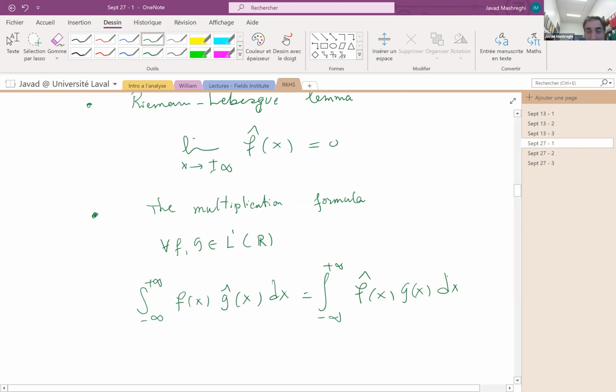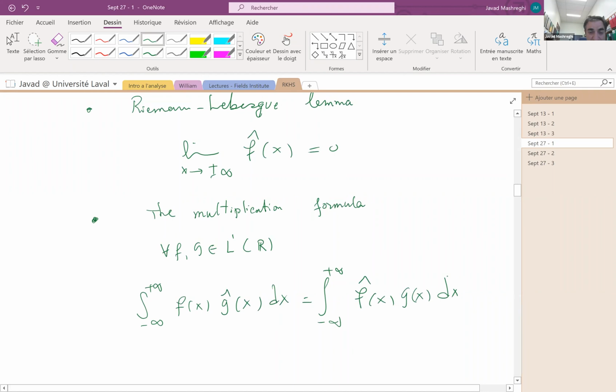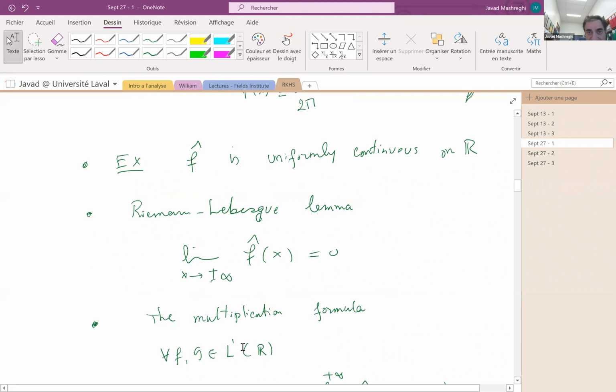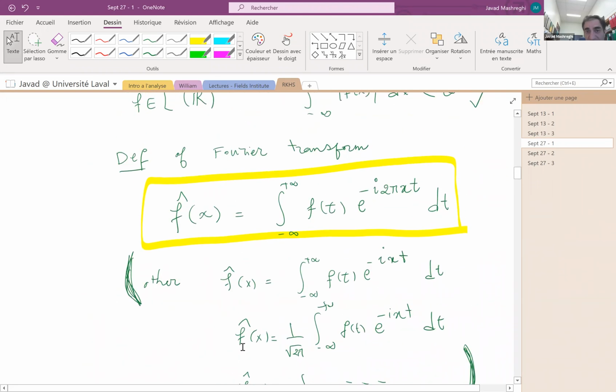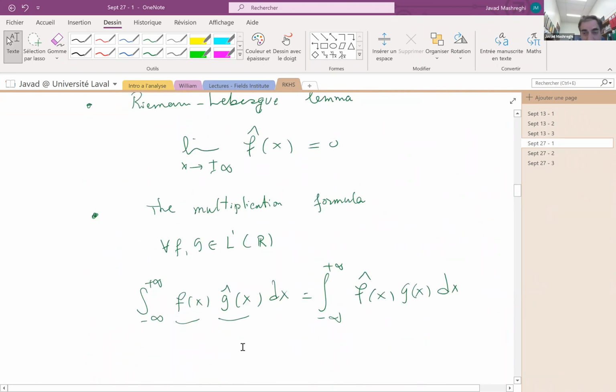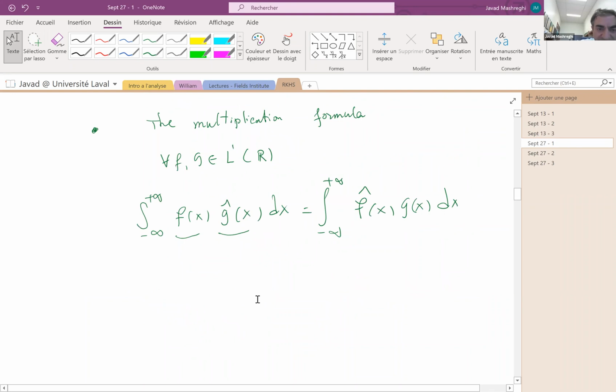And it is, again, an easy exercise. First, note that there is no problem with both integrals, because here f is in L1 and g hat is a bounded function. Even though I did not mention it here, it is clear from the formula that f hat is a uniformly bounded function. And the same here. So both integrals are well defined. And if you plug the definition of g hat here and change the order of integration, which is justified by the Fubini-Tonelli theorem, then you obtain the other one. Let me explain. This is not difficult to show. So, a sketch of proof.